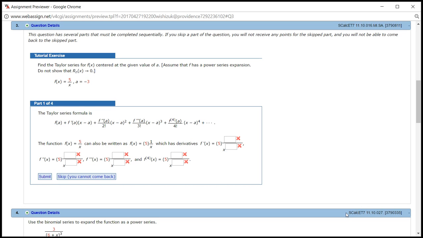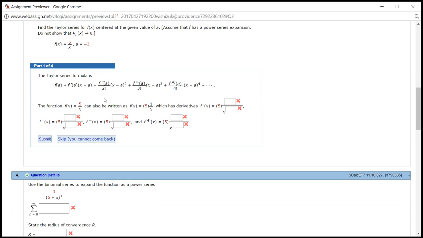All right, let's look at the homework 11.10, problem number 3. So we have a function f of x equals 5 over x, and we want the Taylor series centered at -3. Right, so let's do that. So here we have f of x is 5 over x, and which derivative.